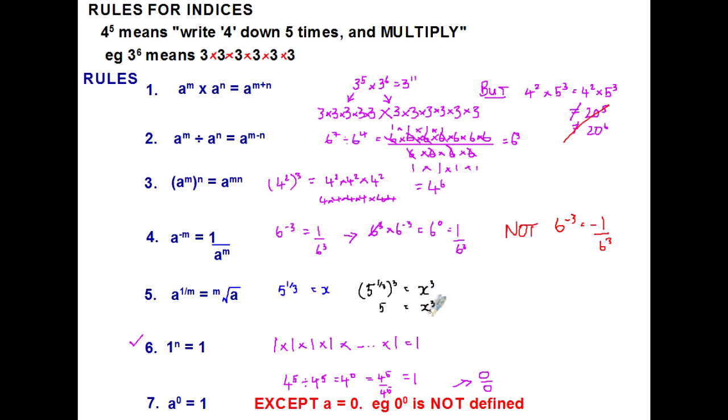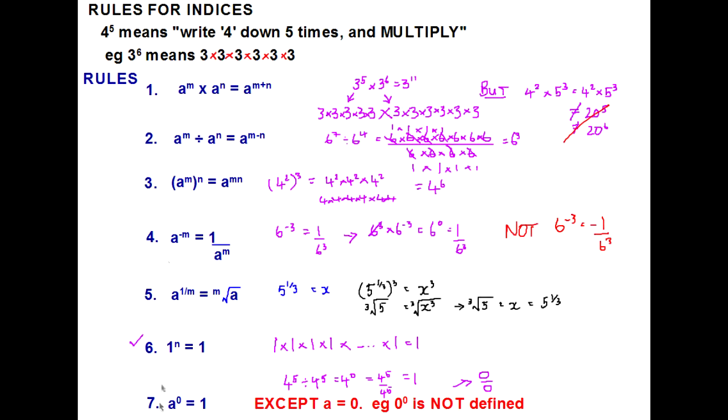But let's think about what happens when we cube root each side now. So we've got 5 is equal to x cubed. If I cube root each side, then a number to the power of 3 cube rooted takes me back to the number. So the cube root of x to the power of 3 is just x. So the cube root of 5 is equal to x. But x, remember, was 5 to the power of a third. So that means that the cube root of 5 is equal to 5 to the power of a third.